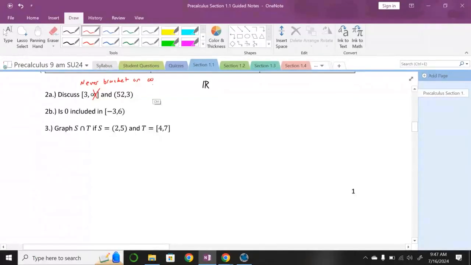And I'm going to put plus or minus, because of course it's either one, either infinity. Doesn't matter. You never put a bracket on an infinity. Okay, what about this one? What about this interval? What's weird about that one? It's in the wrong order.